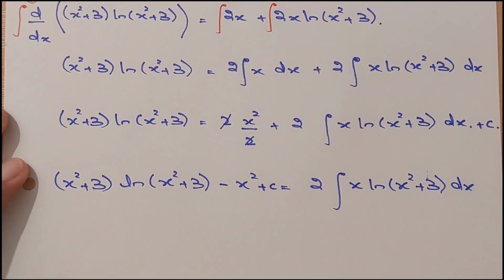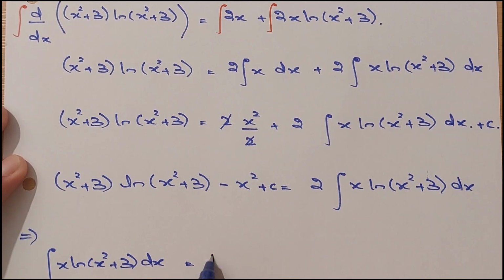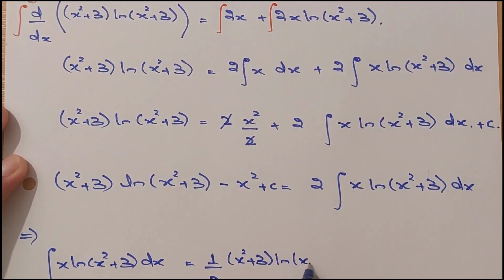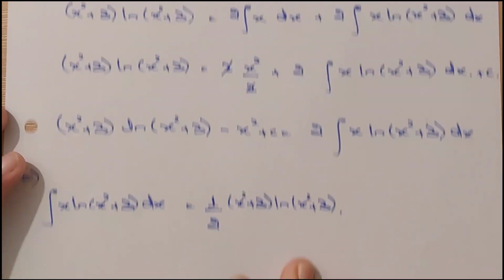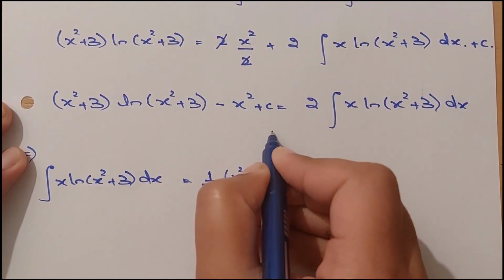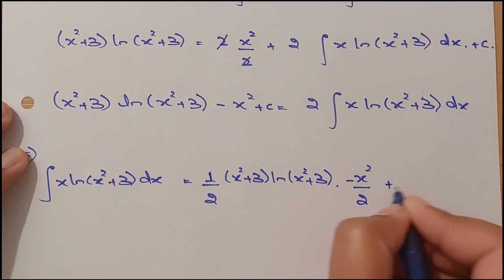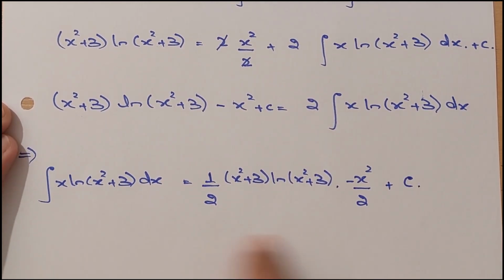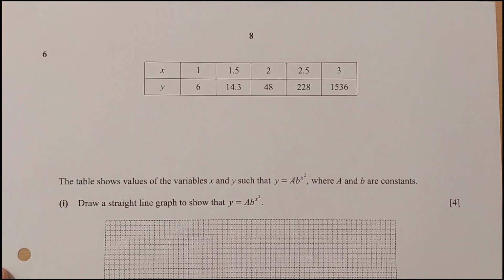Now dividing throughout by 2, so dividing all the terms by 2. Here we can say the integration of x ln of x square plus 3 dx is equal to 1 by 2 (x square plus 3) ln of (x square plus 3), this term is divided by 2 now, and minus x square divided by 2, plus c divided by 2. Constant of integration divided by 2, we will get another constant of integration c. So this is the integration of this function.